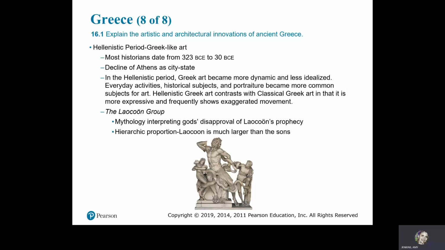Hellenistic Greek art contrasts with classical Greek art in that it is more expressive and frequently shows exaggerated movement. The Laocoon group is a mythology interpreting the gods' disapproval of Laocoon's prophecy. It has a hierarchic proportion. Laocoon is much larger than his sons.